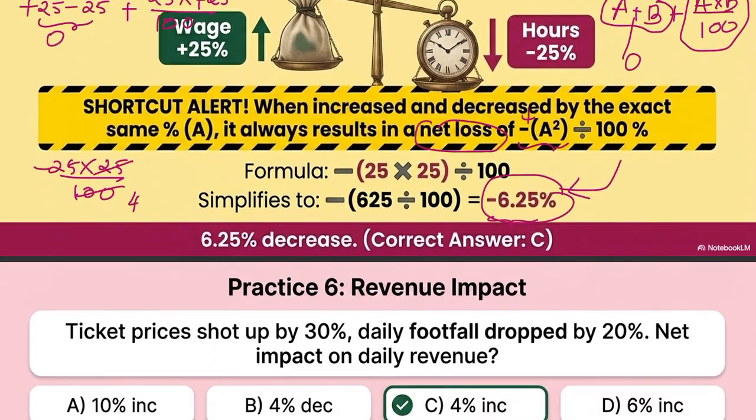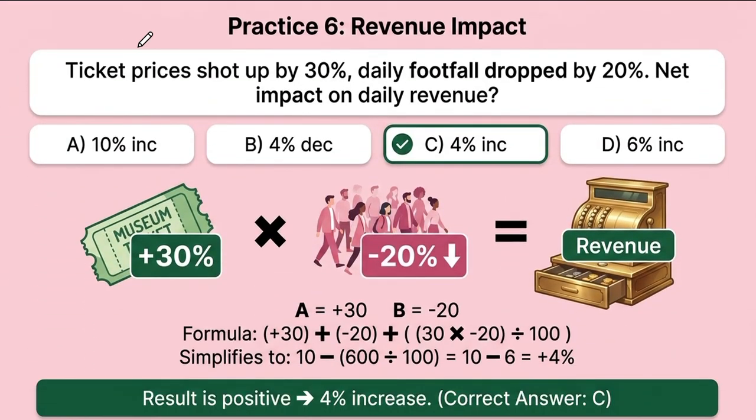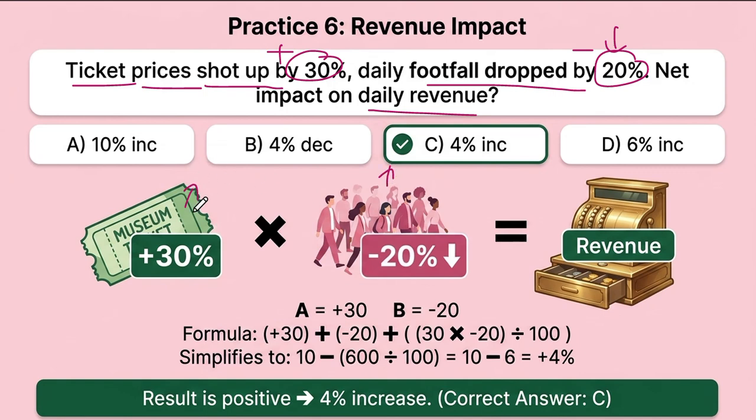Look at the next problem. The question is: ticket prices shot up by 30%, so it is increased, plus, and daily footfall dropped by 20%, so this is decreasing, so minus 20. What is the net impact on the daily revenue? So this number is positive, so plus 30. The second number is negative, so minus 20. Then plus the multiplication, 30 multiplied by minus 20 upon 100.